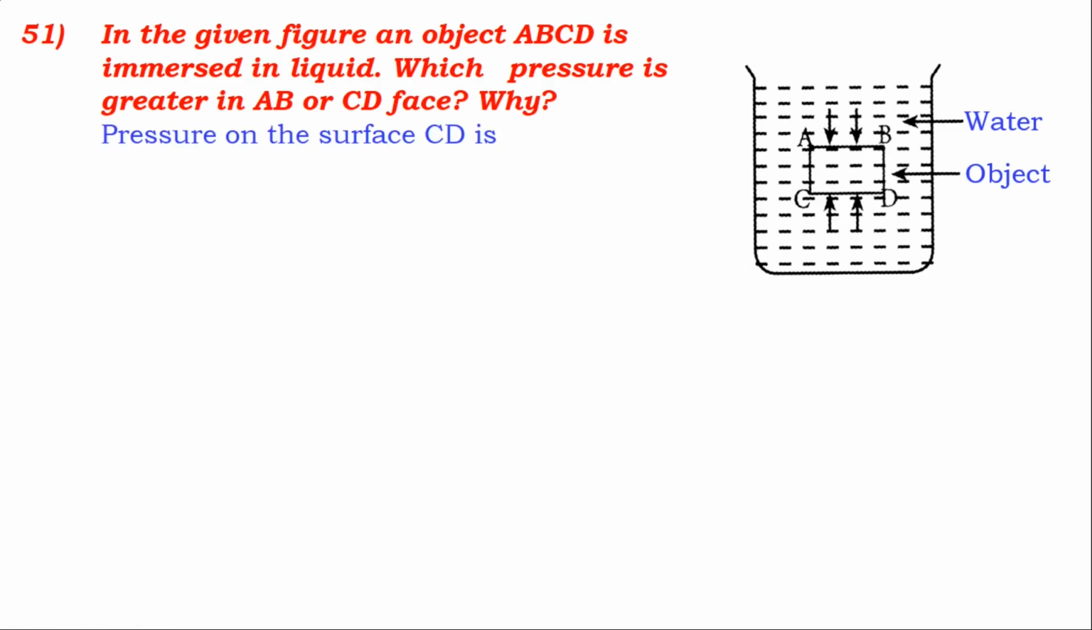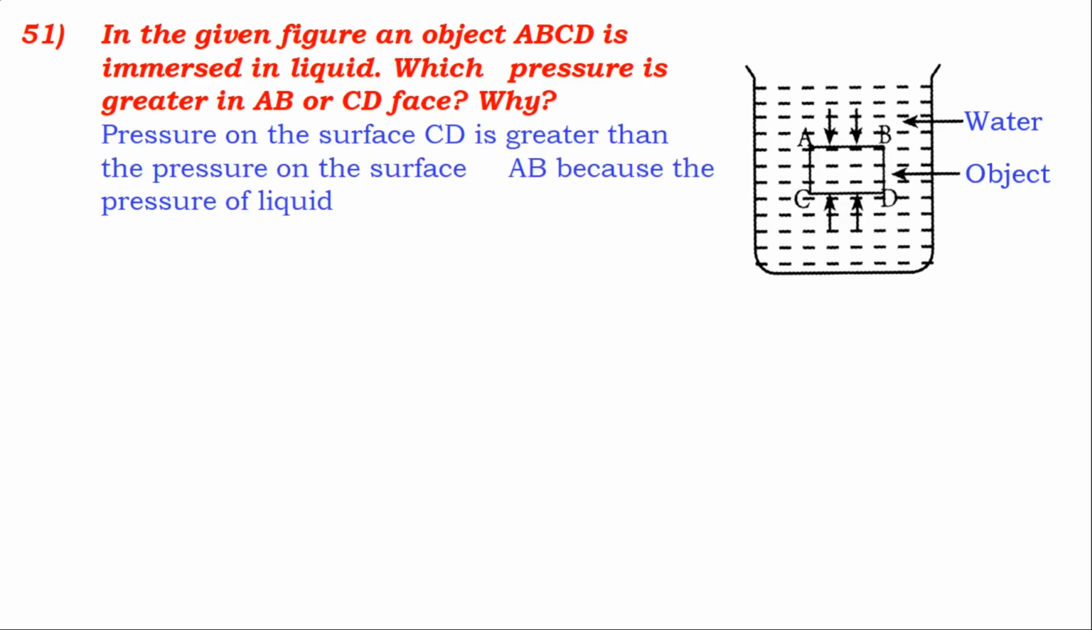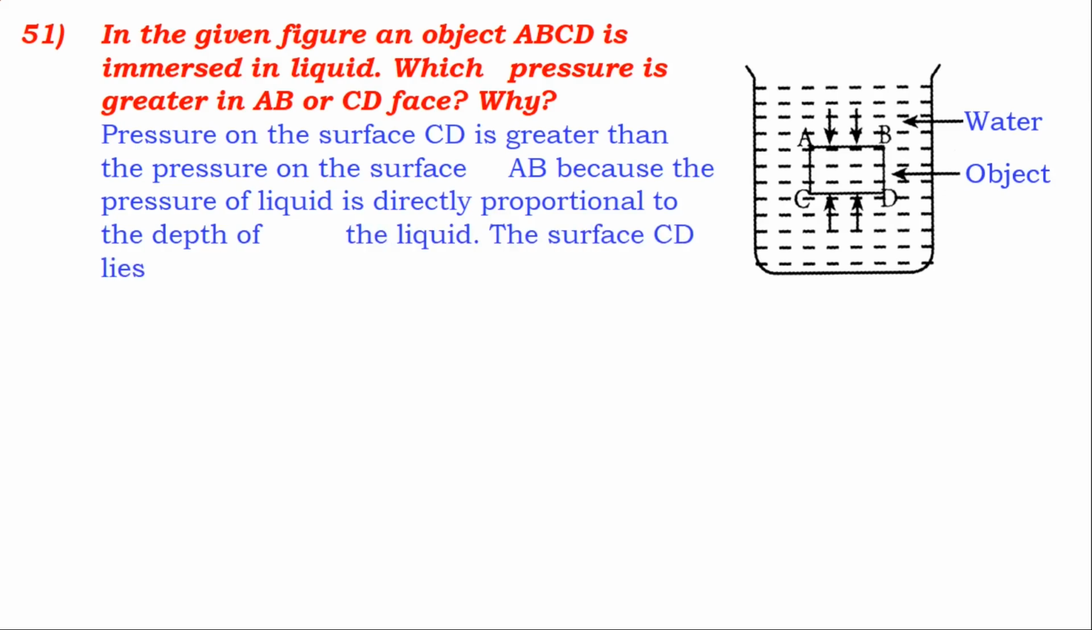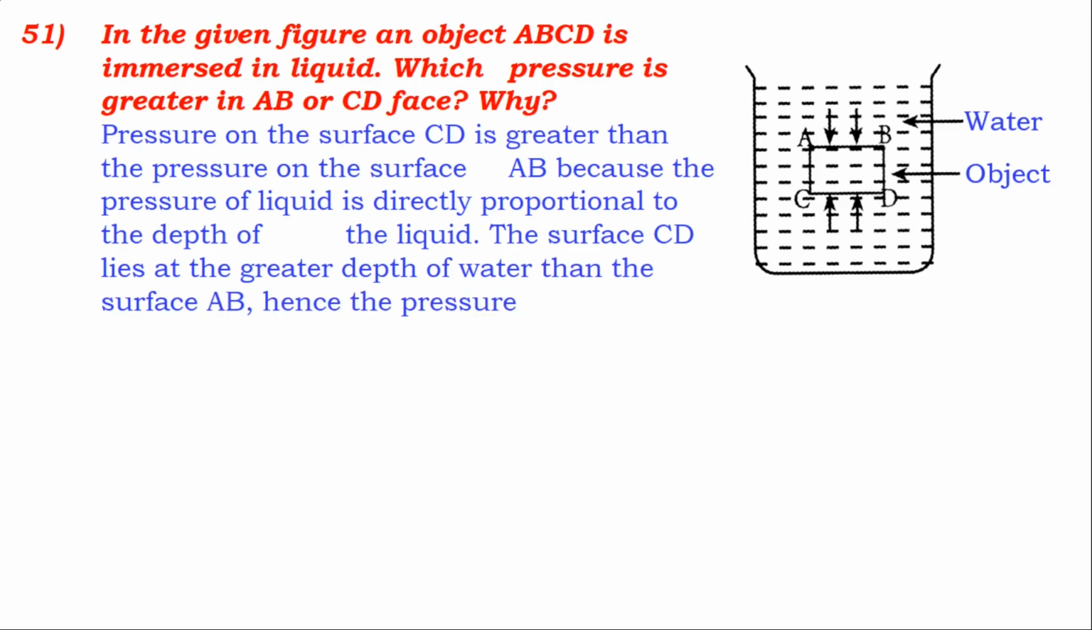Now what we have to answer, pressure on the surface CD is greater than the pressure on the surface AB, because pressure of liquid is directly proportional to the depth of the liquid. The surface CD lies at the greater depth of water than the surface AB. Hence, the pressure on CD is more than AB. This is the reason. AB is at less depth here and CD is at greater depth, and pressure is directly proportional to the depth. That's why CD experiences more pressure.